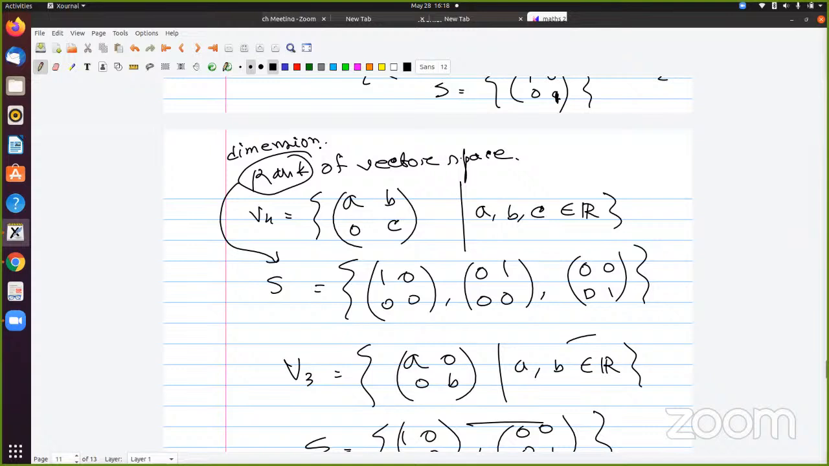So if someone asks me what is the cardinality of the basis, cardinality is a single value. Here it is 3. Okay. So rank of this vector space is 3. Okay.